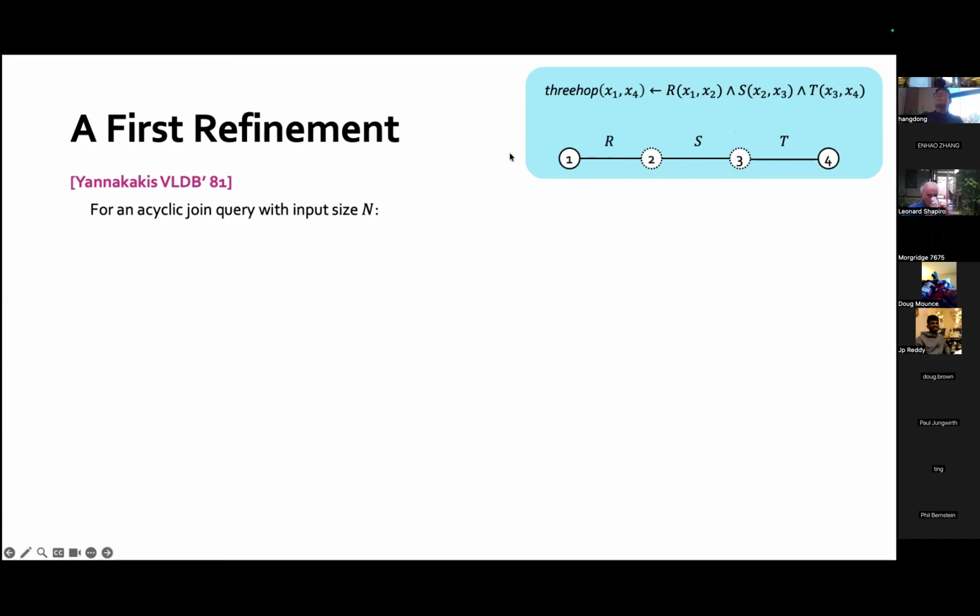Recall that per Yannakakis' terminology, this is not free-connex, because there's no way you can orient the tree so that 1 and 4 show up in one table. So it's not free-connex.